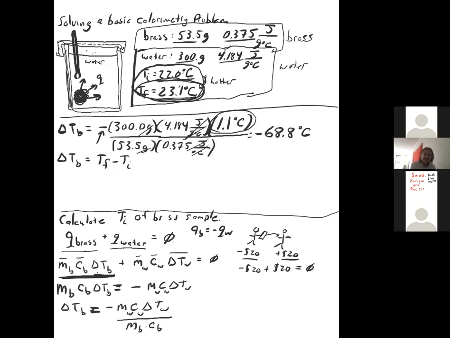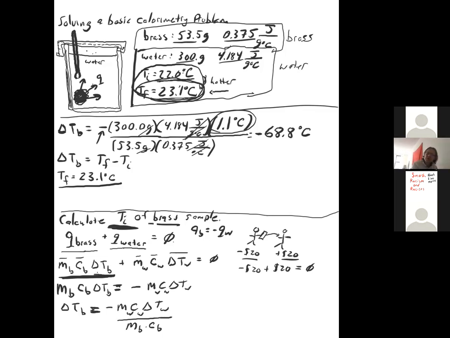Okay, now that might take 5 minutes. Metals conduct heat really well, so it probably only takes about a minute for that to happen, but eventually it's going to be at the same temperature. So the final temperature of the water is going to be equal to the final temperature of the brass. That's the key to these problems. So T final is equal to 23.1 degrees C.